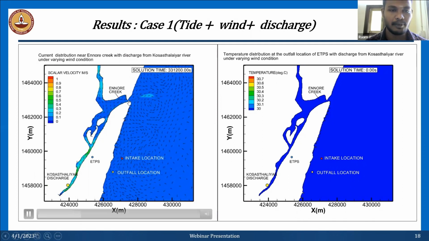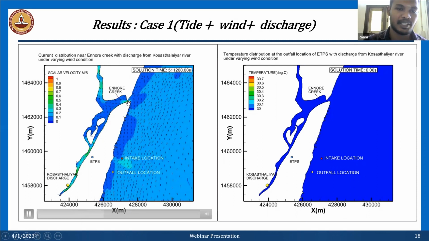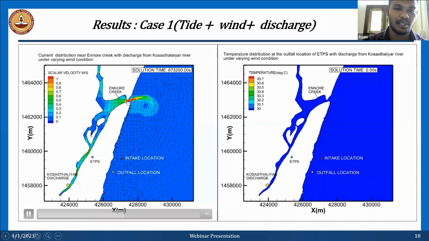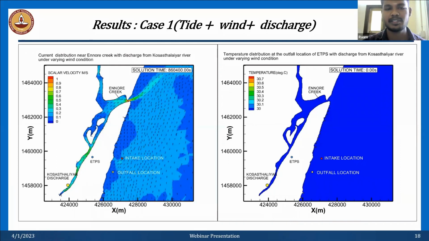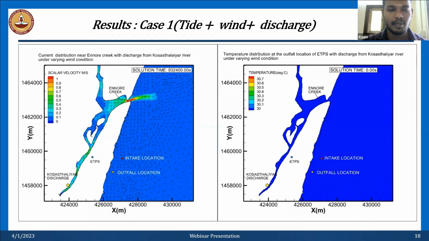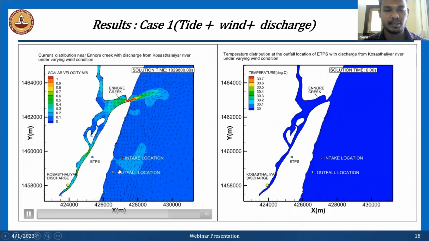We can observe the high velocity in this zone. That is due to the contraction of the river channel. That is, the space is very less. As the area is reduced, the velocity will be increased. This is Bernoulli's theorem, and these are the intake and outfall locations.